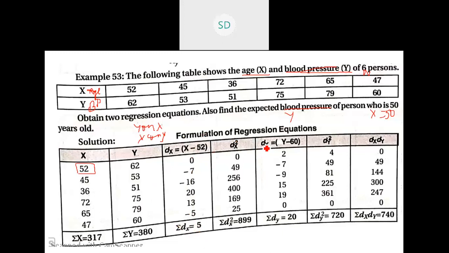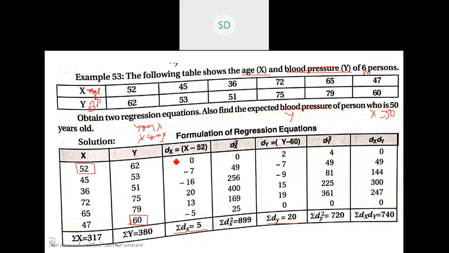Then let us find out dy, that is the deviations. Again we have to assume one number to be the assumed mean. Here we are assuming 60 as the assumed mean. You can take any number, first number, last number, middle number, 75, 79, 62, any number for y you can consider. So we have considered 60. So 62 minus 60 is 2, 53 minus 60 is minus 7, 51 minus 60 is minus 9, 75 minus 60 is 15, 79 minus 60 is 19, 60 minus 60 is 0. Once you get all these deviations and add them up, your next important number is summation dy equal to 20.